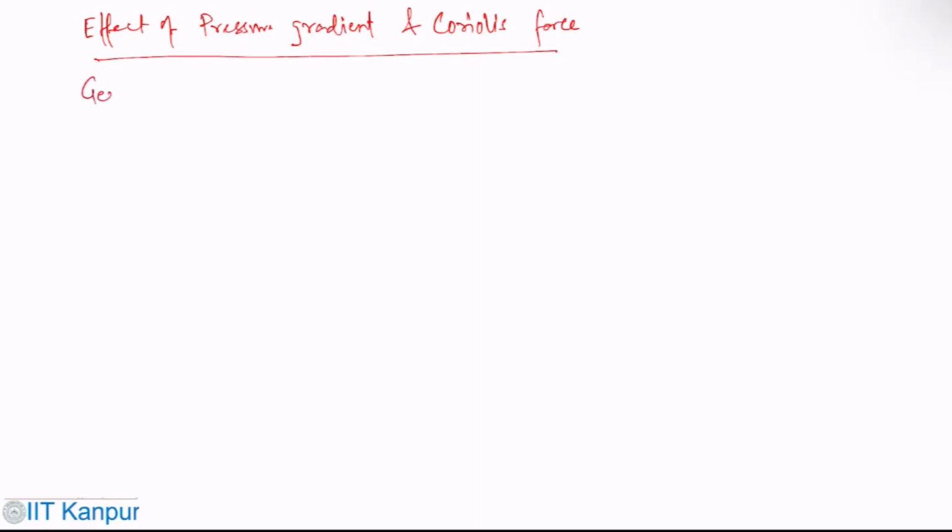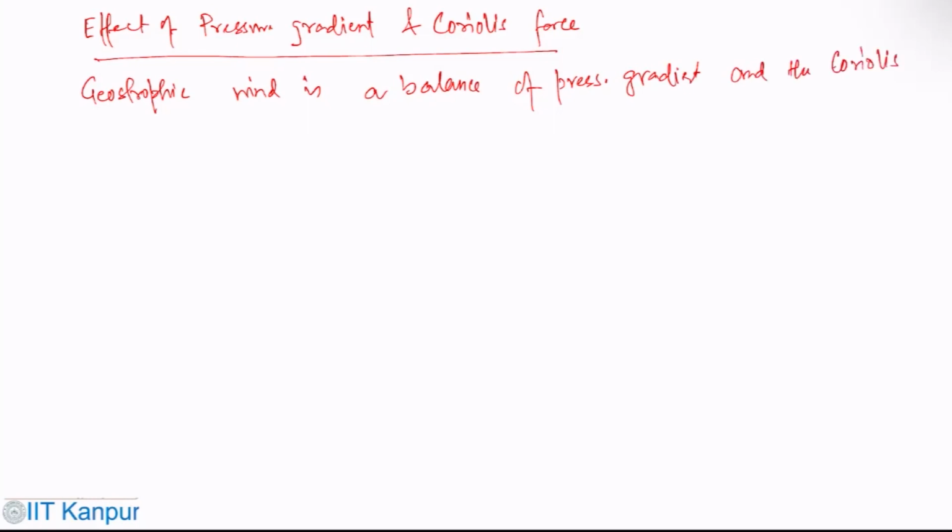So geostrophic wind is a balance of pressure gradient and the Coriolis force. Now, let's look at a simple case of straight isobars.